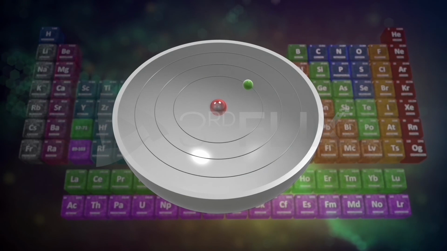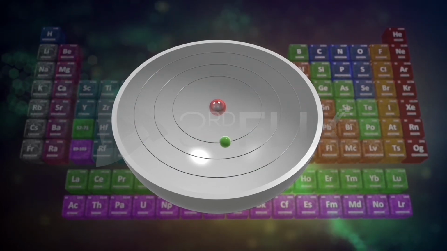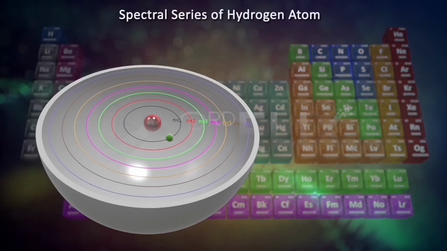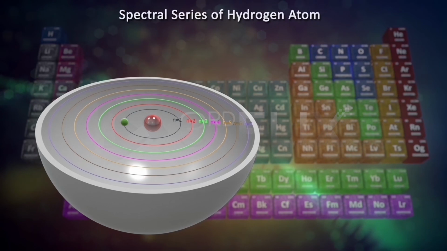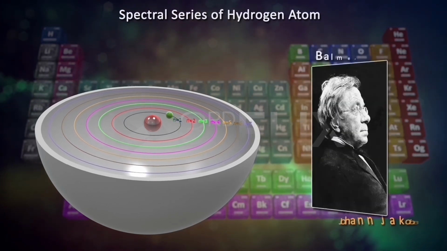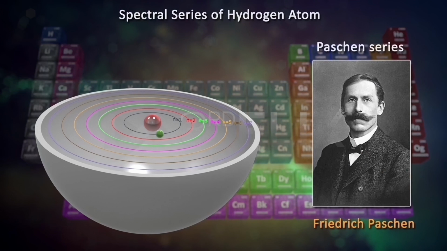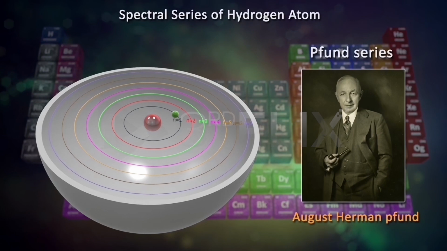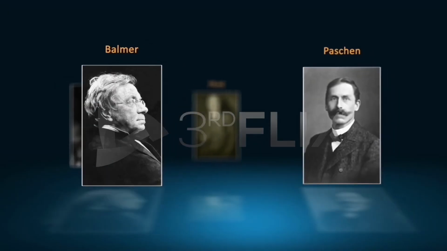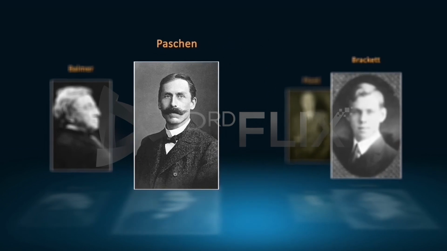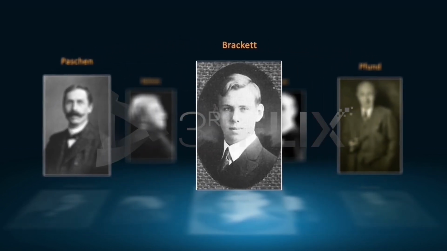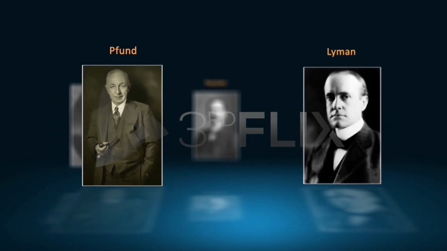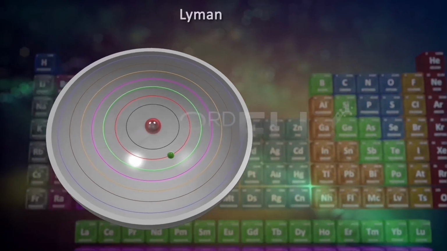When the emitted radiation is studied using a spectrograph, it is found to comprise a series of lines of different wavelengths. Spectral series of hydrogen atom. The hydrogen spectrum consists of Lyman series, Balmer series, Paschen series, Brackett series, and Pfund series of spectral lines, each named after their respective discoverers. Lyman series.